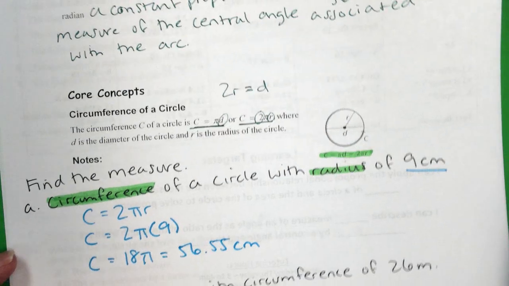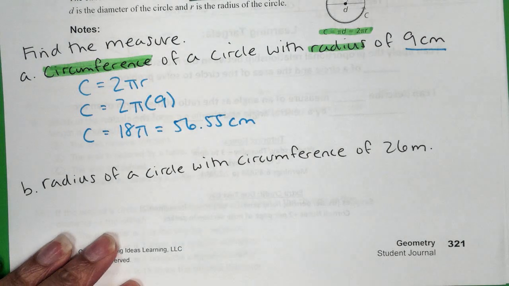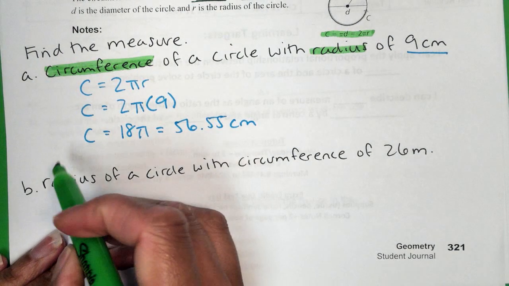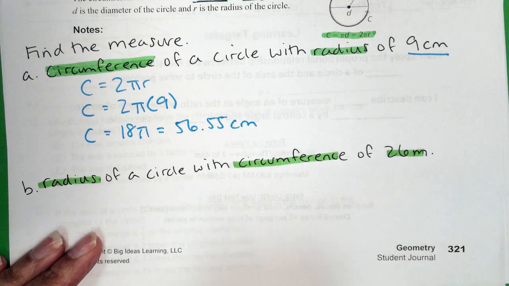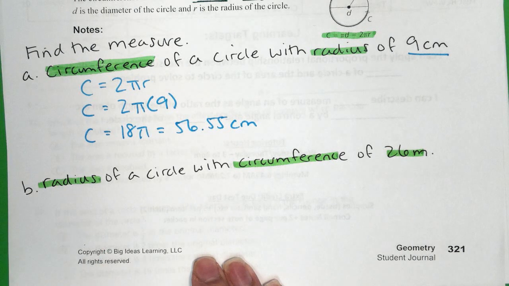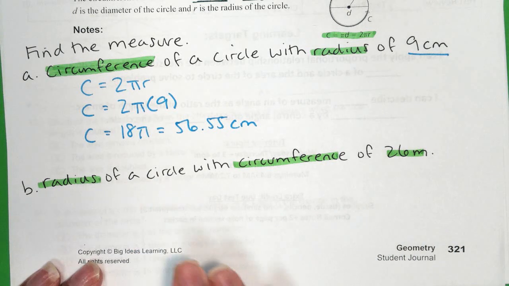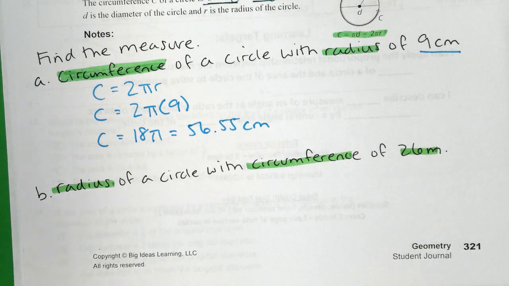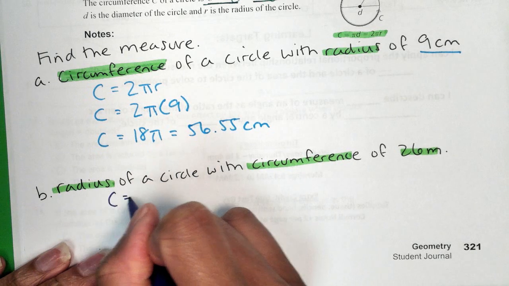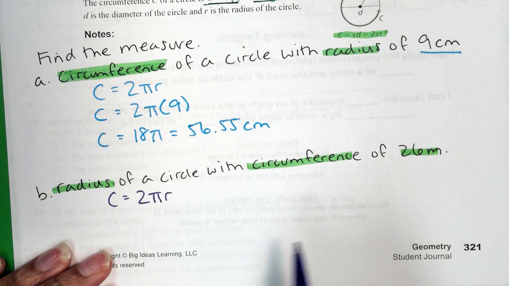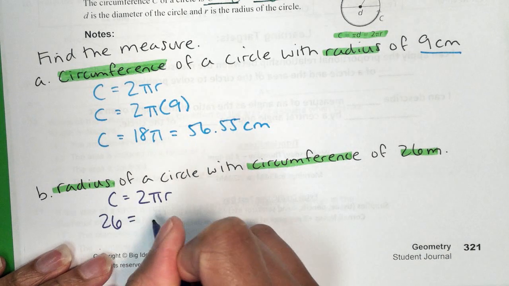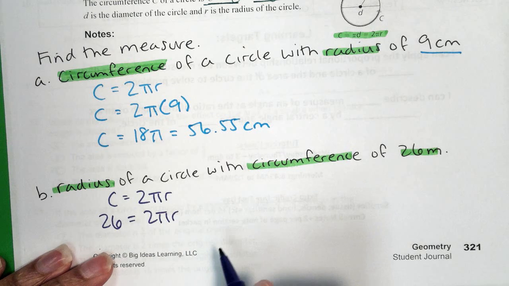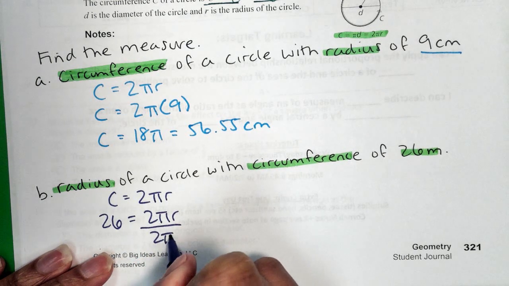So let's try our second example. Our second example says we need to find the radius of a circle, and it has a circumference of 26 meters. So I would still continue to use 2 pi r because I know I have the radius, so that's what I need to find. So I'm going to use the same formula. So I have C equal to 2 pi r, and we need to find the radius, but we're already given that the circumference is 26. So 26 equals 2 pi r, and then I can divide both sides by 2 pi.